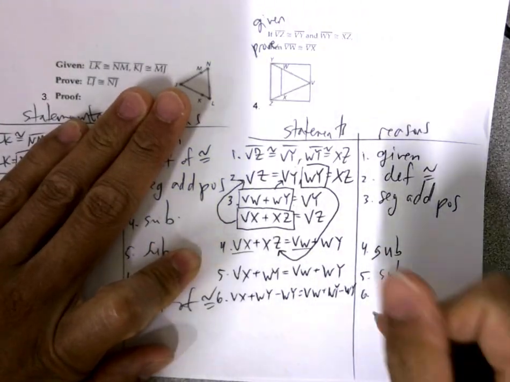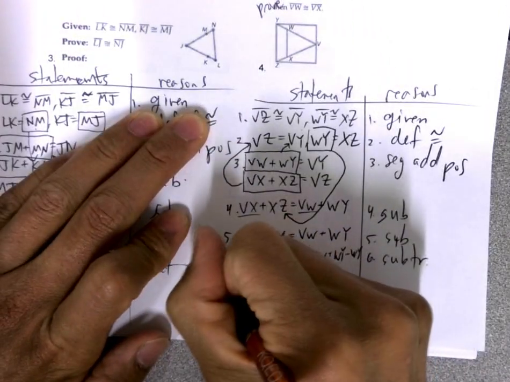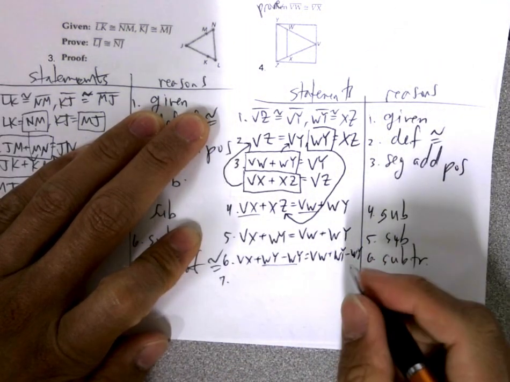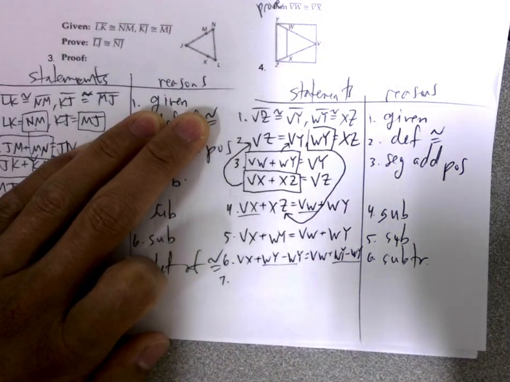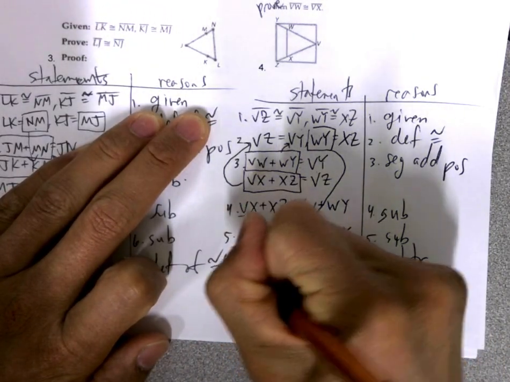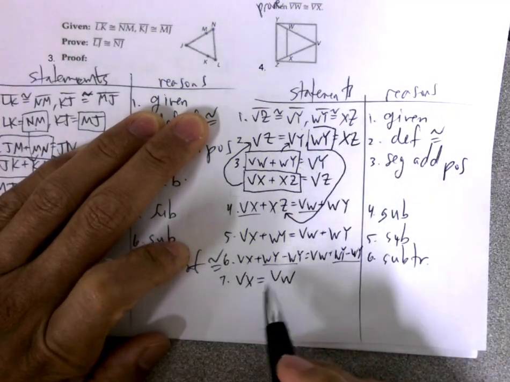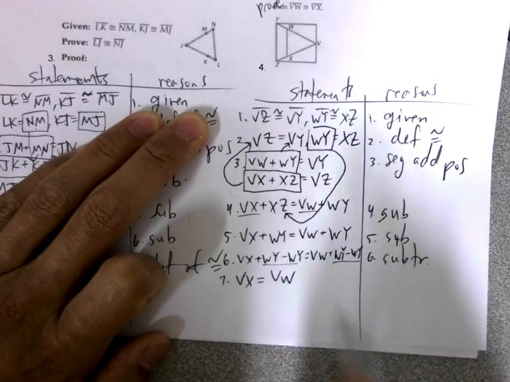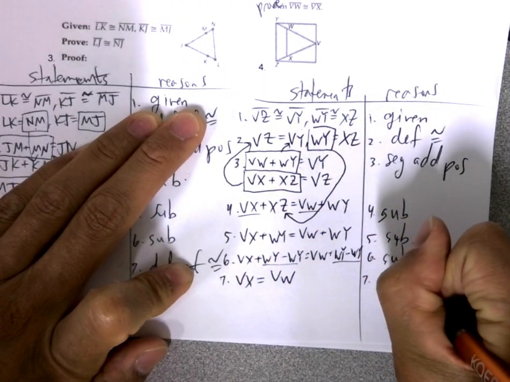My writing is a little messy here, but this is subtraction, right? And then we're going to go ahead and replace this Wy minus Wy with what it's equal to, namely 0. So we're going to be left with Vx is equal to Vw, and that is a substitution. We are substituting this expression for what it's equal to, 0. We're substituting this expression for what it's equal to, 0. So this guy here is a substitution.